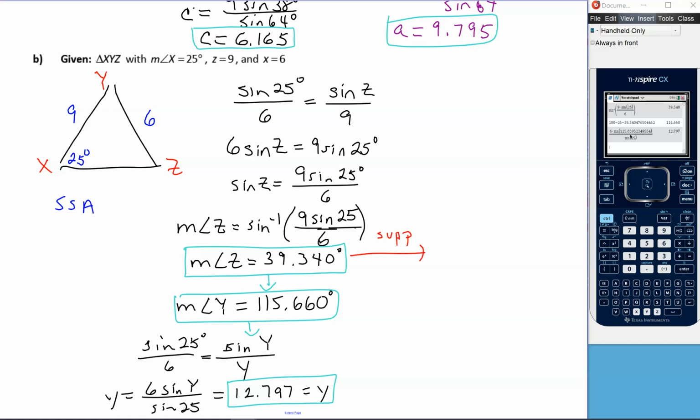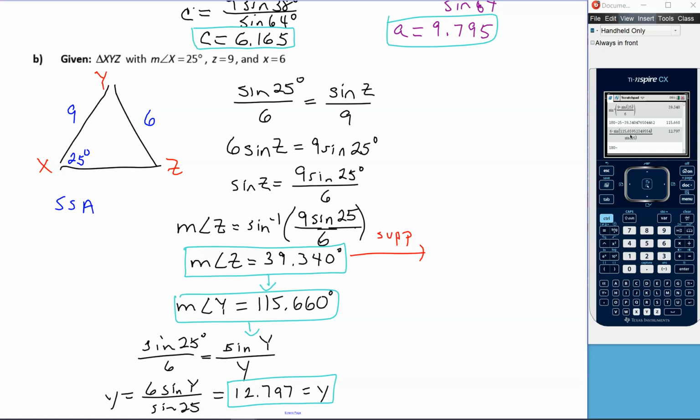But wait, remember that when we're solving for an angle in the law of sines, not only is the angle that we found with the calculator a solution, but also the supplement is a solution. So we can go back to angle Z that we found at the beginning and find its supplement, which would also be a solution.